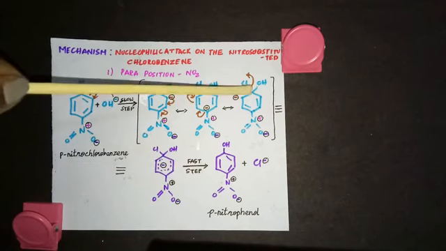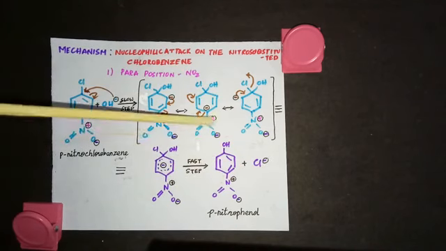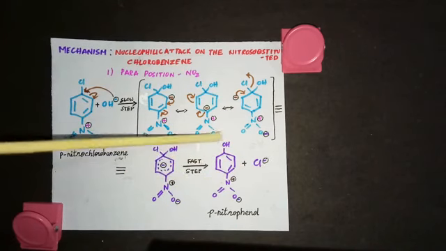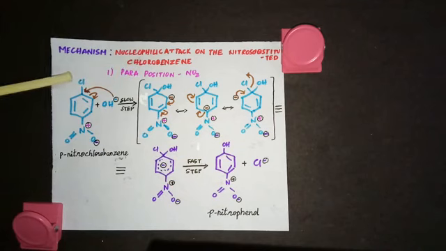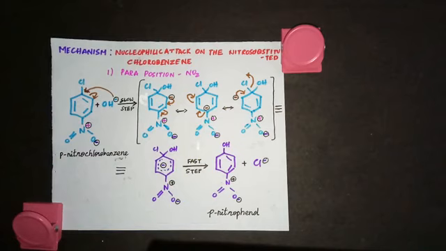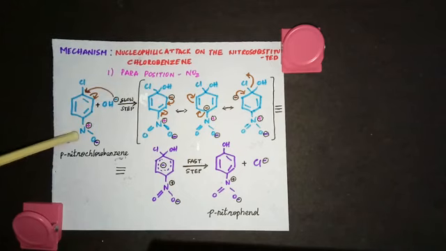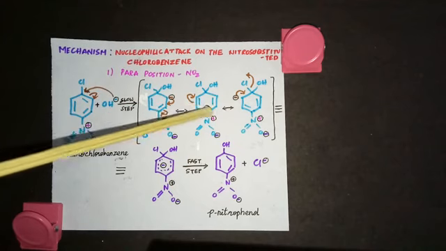So now from the intermediate you are getting the product, and this is the fast step. In the product what happens? The Cl goes out as Cl minus, and you are getting what? Para-nitrophenol. We started with para-nitrochlorobenzene, and you're getting the product para-nitrophenol. So I told you, when there is an electron withdrawing group at the para position, it increases the reactivity of chlorobenzene.